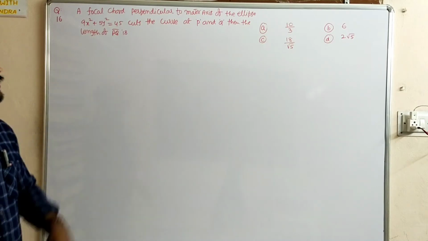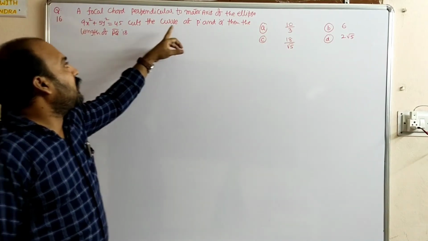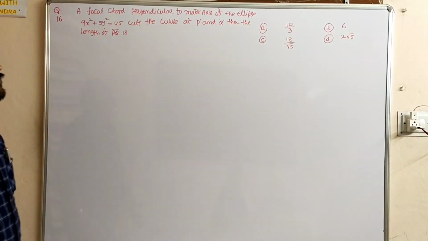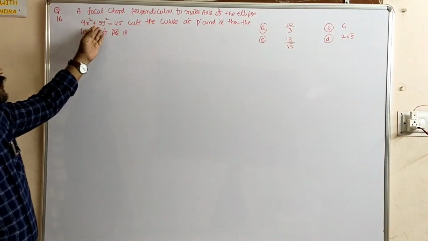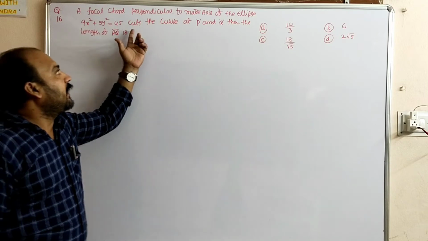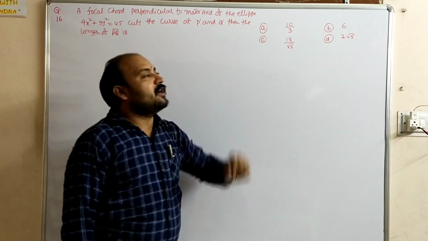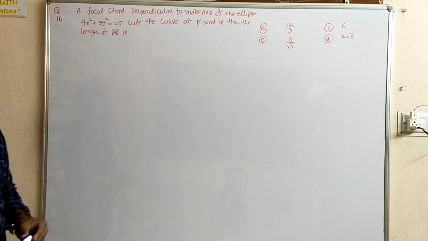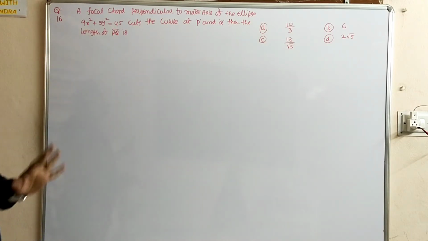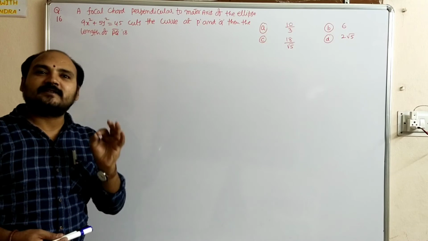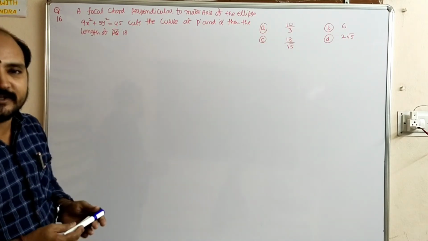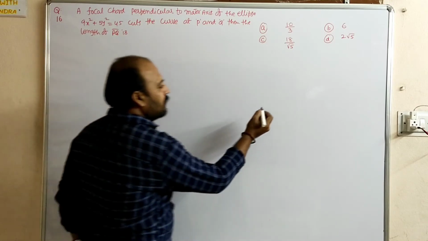The next question. A focal chord perpendicular to the major axis of the ellipse 9x square plus 5y square equal to 45 cuts the curve at the points P and Q. Then the length of PQ is. Here indirectly they are asking the latus rectum length. Sir, how are we saying it is the latus rectum? Already we discussed it in the previous sessions.